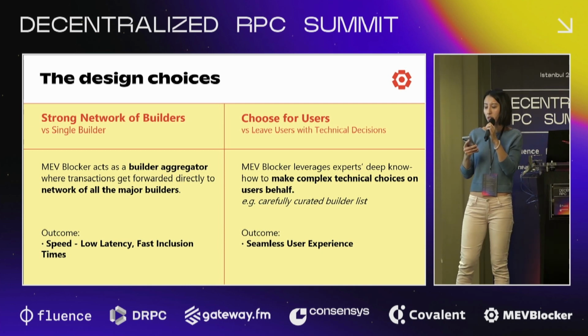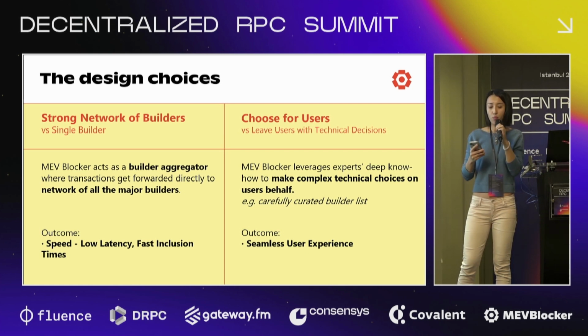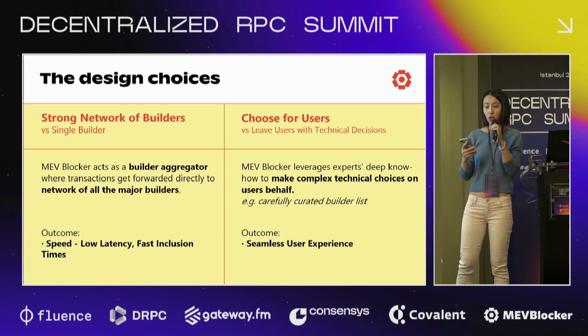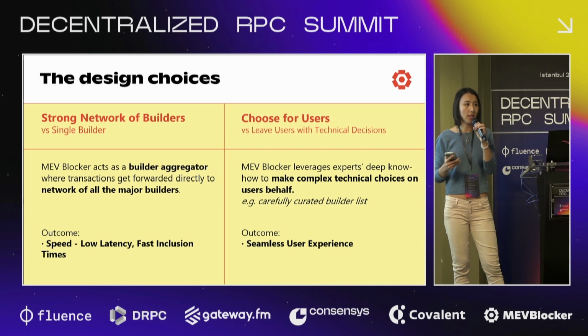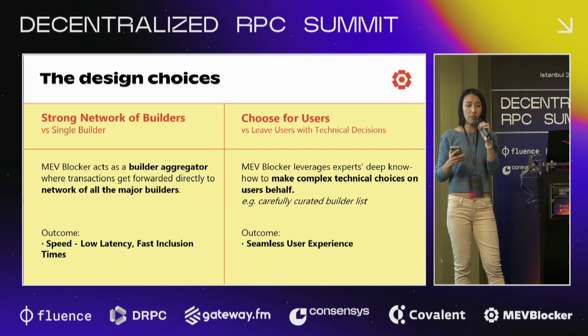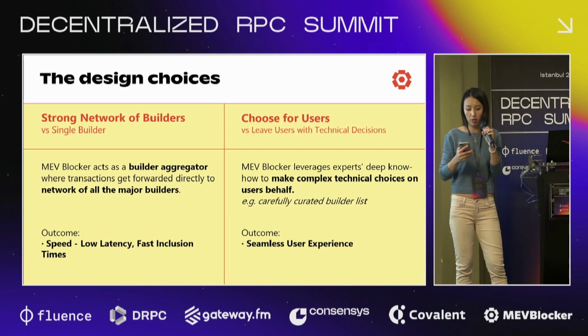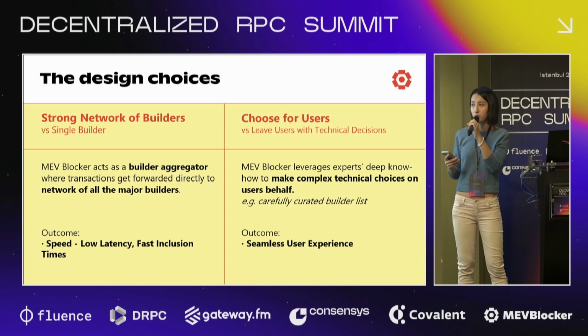A strong network of builders instead of a single builder. Instead of sending to a private mempool limited to one builder, MEV Blocker effectively acts as a builder aggregator, aggregating all the major builders that control 95% of the Ethereum blocks. This secures fast inclusion time.